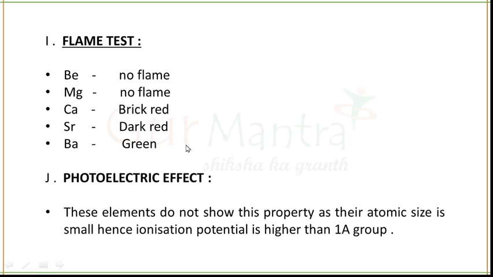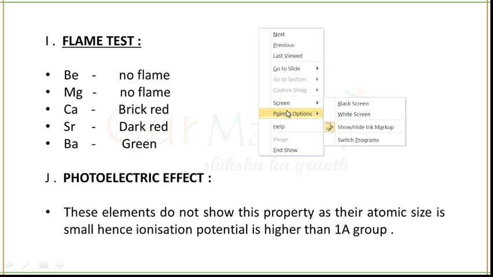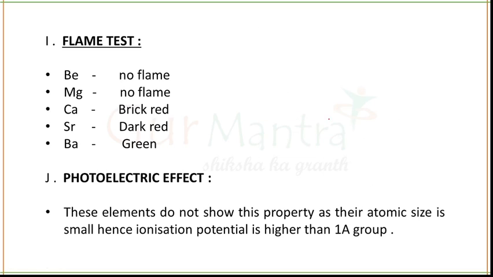Now let's recall the flame test colors of group 1 elements. In case of group 1 elements, as we have studied, lithium has the crimson red color, sodium has the golden yellow color, potassium has the violet color, rubidium shows the red violet color, while cesium shows the blue color. So you have to memorize all the colors of this flame test. This point is also important, you have to memorize the colors of all the elements.